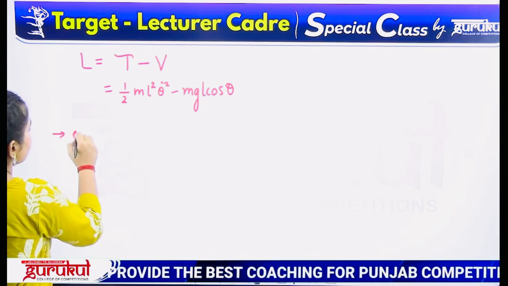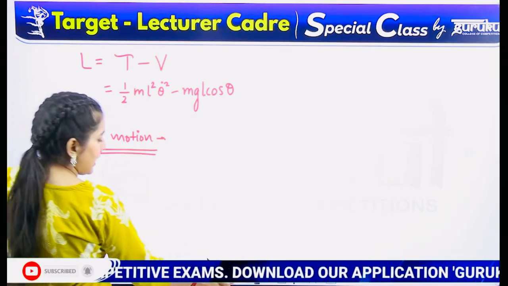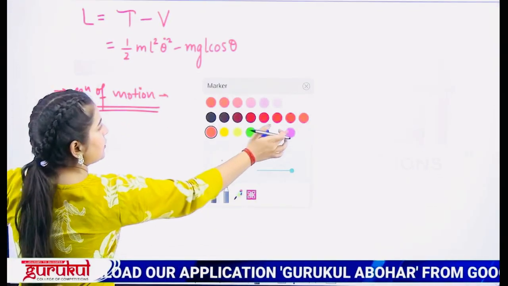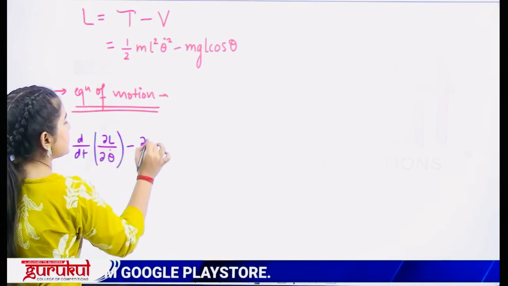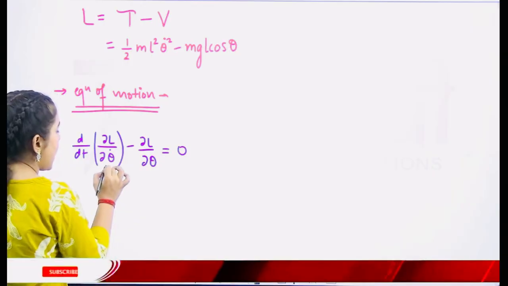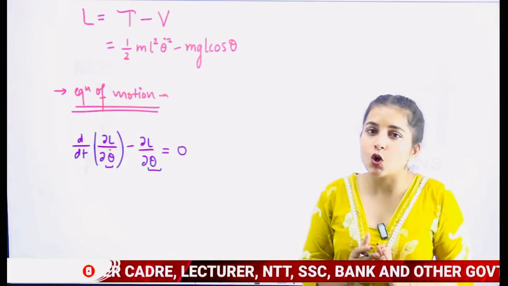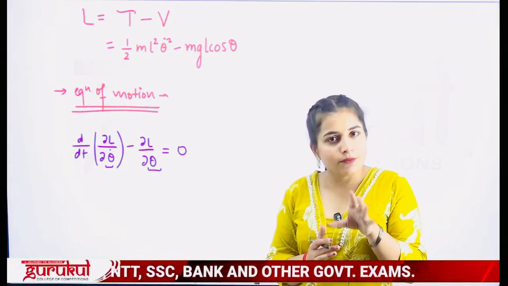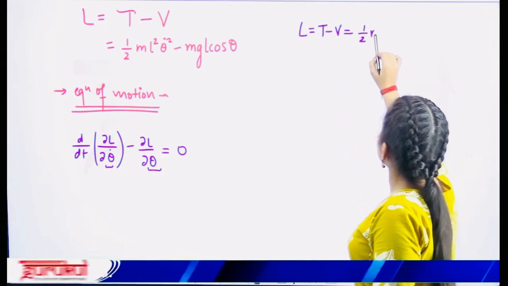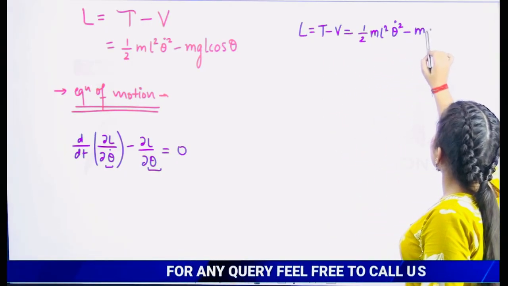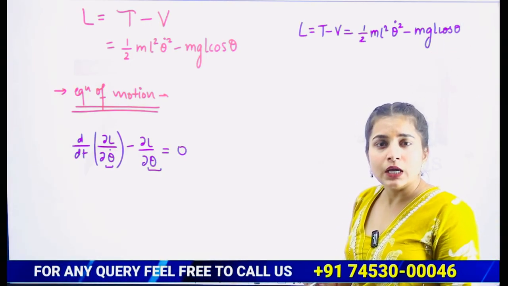Now we need to determine the equation of motion, using Lagrange's equation of motion, which everyone should remember: d by dt of curl L by curl theta dot minus curl L by curl theta is equal to 0. I am using theta because, as I explained, in the case of the simple pendulum our generalized coordinate is nothing but theta. Let's put in L, which is T minus V, that is half m L square theta dot square minus mgl cos theta. Is it clear to everyone?